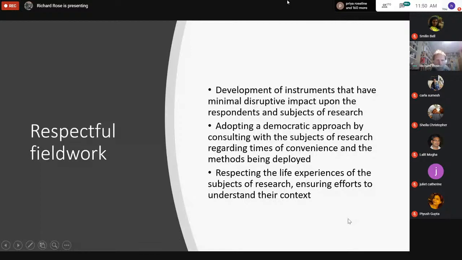So let's go to the field work then. What does respectful field work look like? When we develop our instruments, we need to think about the impacts that we have upon the subjects of our research.